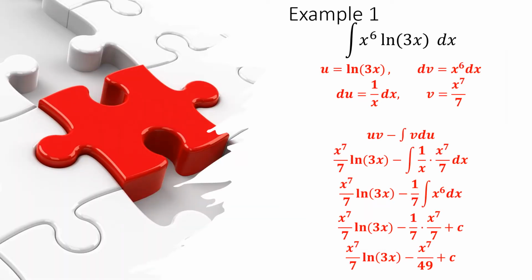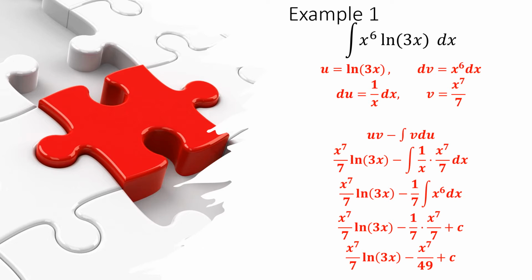All right, so example 1, we have x to the 6 times ln 3x dx. Since I have an algebraic, which is x to the 6, and I also have a logarithmic, which is ln 3x, I have to choose my u to be the logarithmic. So u would be ln 3x, where dv would be x to the 6 dx. So once you set up your u and your dv, then you want to find your du and your v. Du is going to be 1 over x dx once simplified. And then v is going to be x to the 7 over 7.